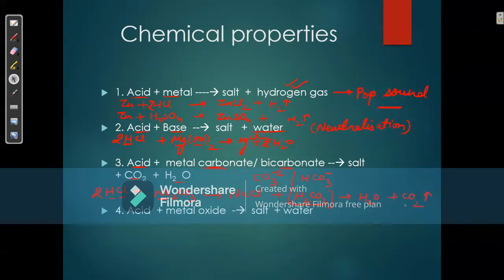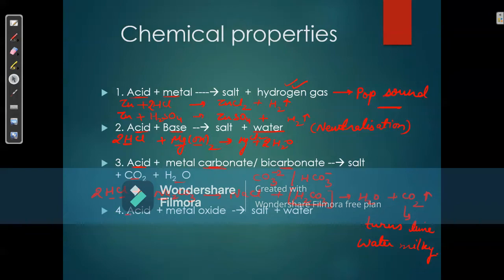So CO2 gas will go off into the atmosphere. And now the thing is, what is the test for this CO2? The test says that CO2 turns lime water milky. The lime water, which is colorless, becomes milky when the CO2 passes into it.